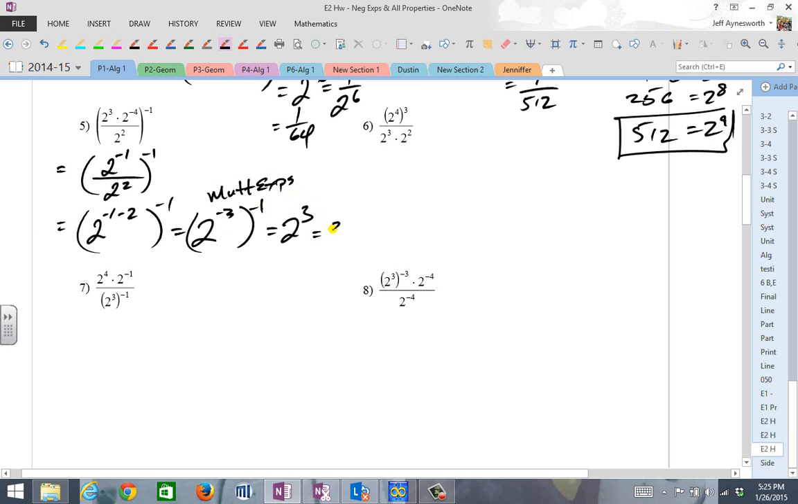2 cubed, well, that's 8. Why? 2 times 2 times 2 is 4 times 2, which is 8. Okay, 2 cubed is 8. And that's how it's done. Just kind of play with it.